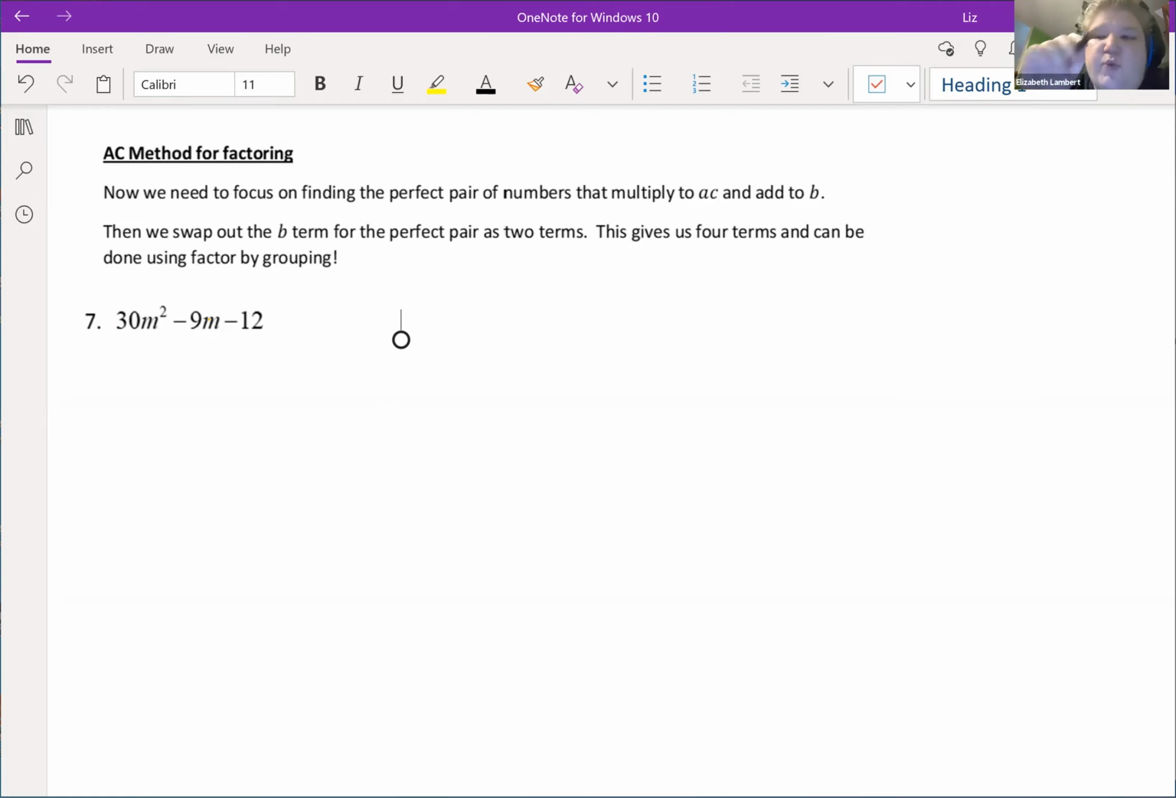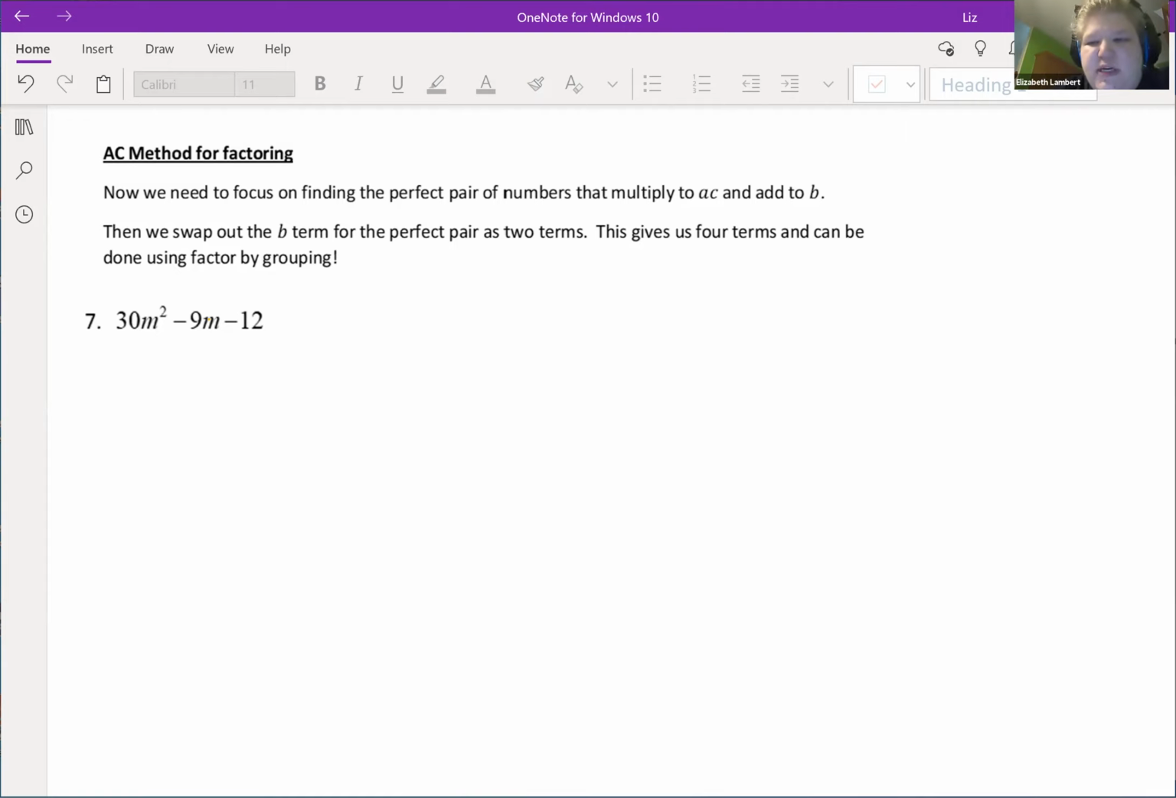Alrighty, so I've rearranged the order. We're going to work number 7 first because number 5 did something weird that I didn't want to see first. So I want to show you one that actually does the whole thing. So this is 30m squared minus 9m minus 12.